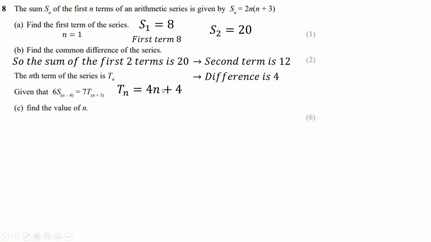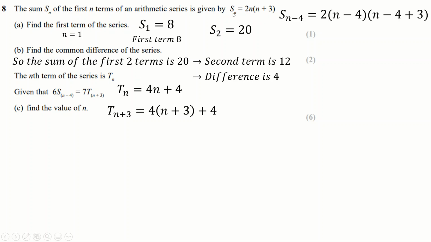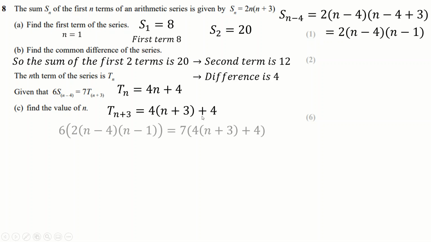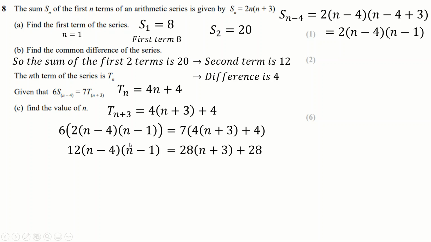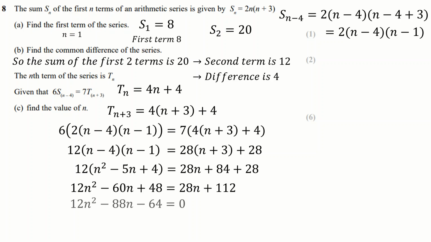So t n plus 3, it's a bit like functions in regular GCSE maths. Just replace the n with an n plus 3, and that's t n plus 3. Likewise for here, replace the S n with an n minus 4. So replace this with an n minus 4, replace that with an n minus 4. Tidy that up if you want to. And now 6 lots of this equals 7 lots of this. And you just very slowly need to solve this. I'm not going to spend too much time on this because I'm sure we all know how to solve equations. This is just what my working looked like.